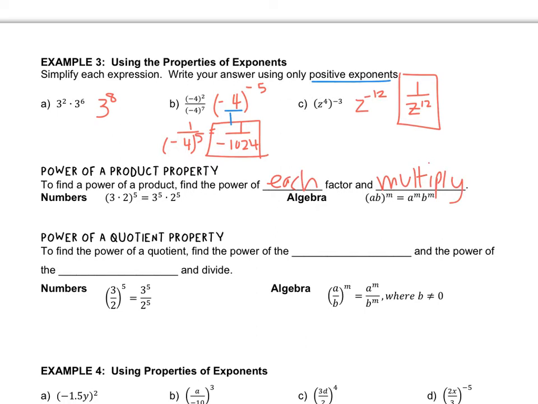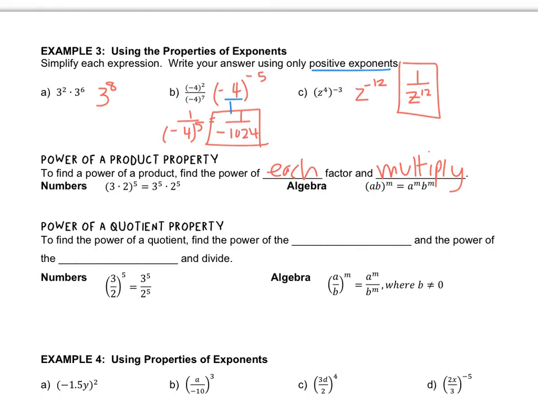So what I'm going to do, for example, in this numbers example, is I have 3 times 2 to the 5th, which you could write as 6 to the 5th, but that's not always easier. Just go with me. What you would do is you would do 3 to the 5th times 2 to the 5th. So it's kind of like the distributive property in a sense.